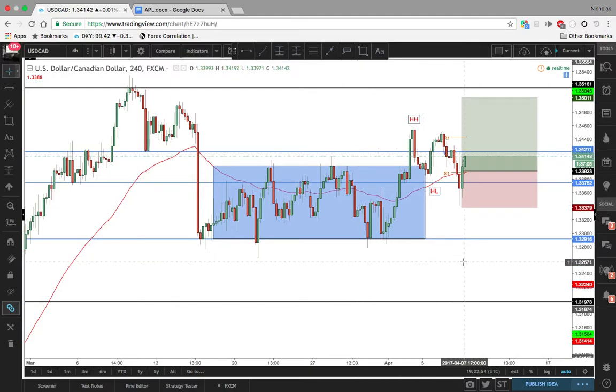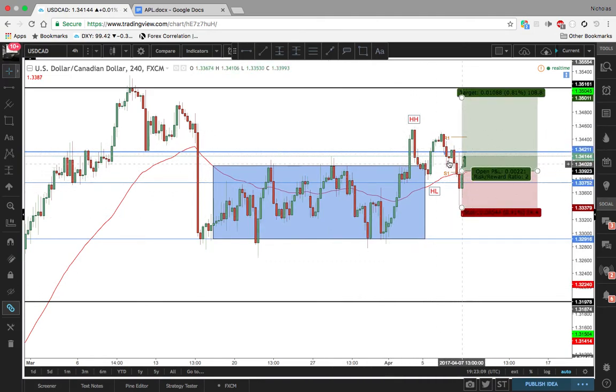Hey everyone. I wanted to talk about the safeguards that are in place for this strategy and why paying attention to them is a must. So today we got a potential entry here on dollar CAD.